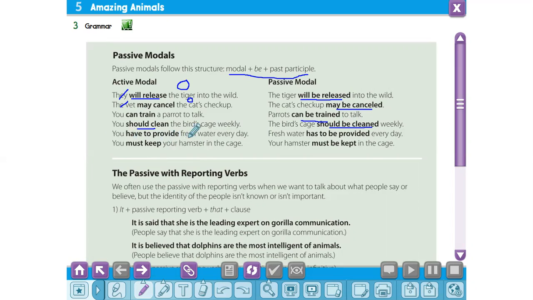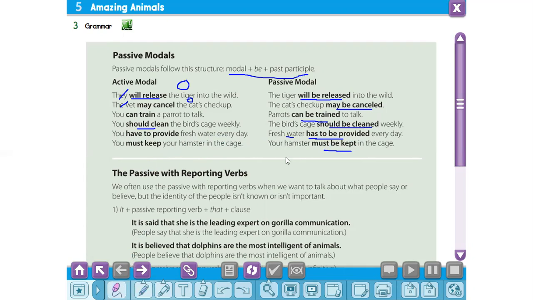You have to provide fresh water every day. Fresh water has to be provided every day. Pay attention to the verb has. We change have into has. Why? Because the new subject here is water and it is a non-count noun. So we use has, not have. The last example, you must keep your hamster in the cage. Your hamster must be kept in the cage.